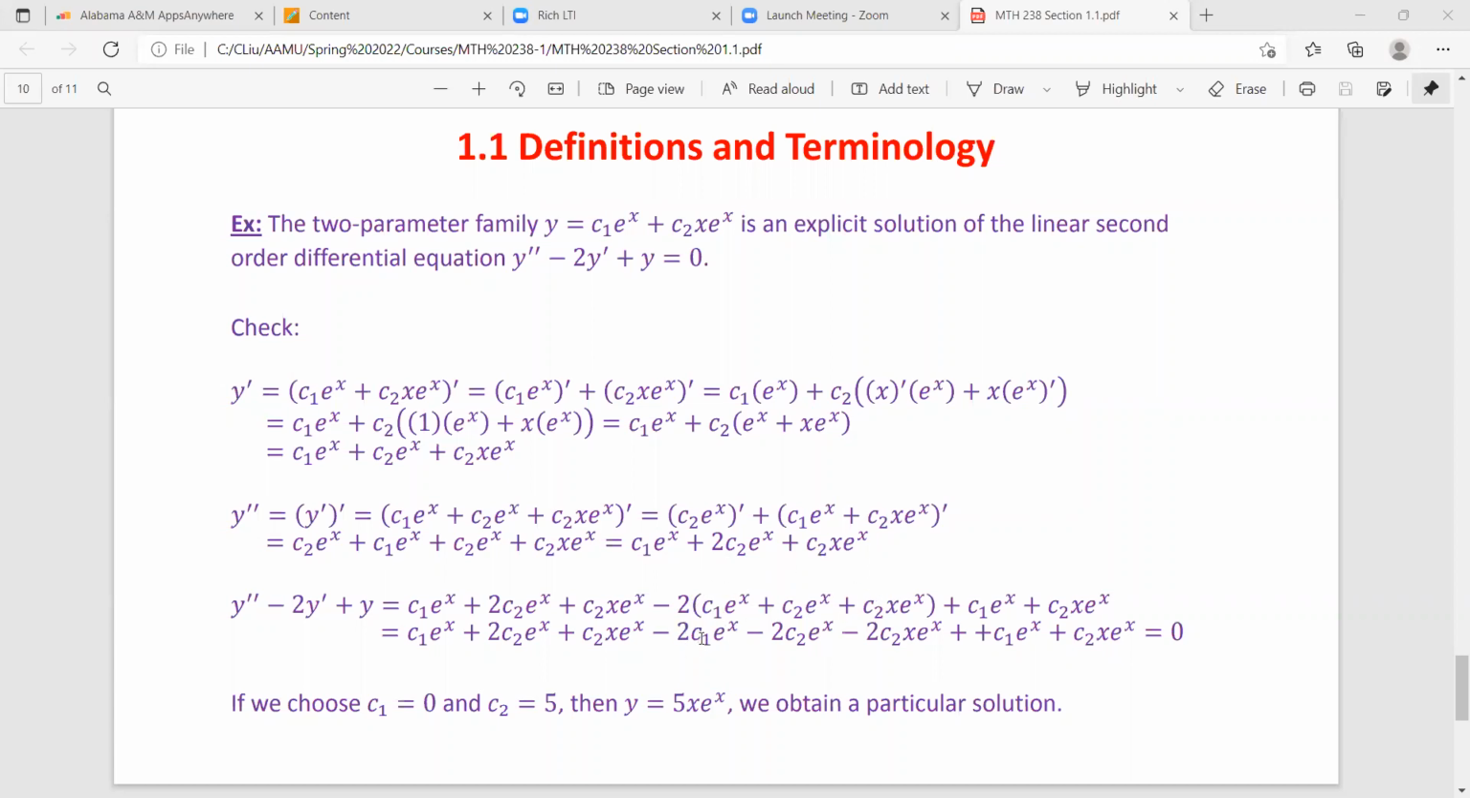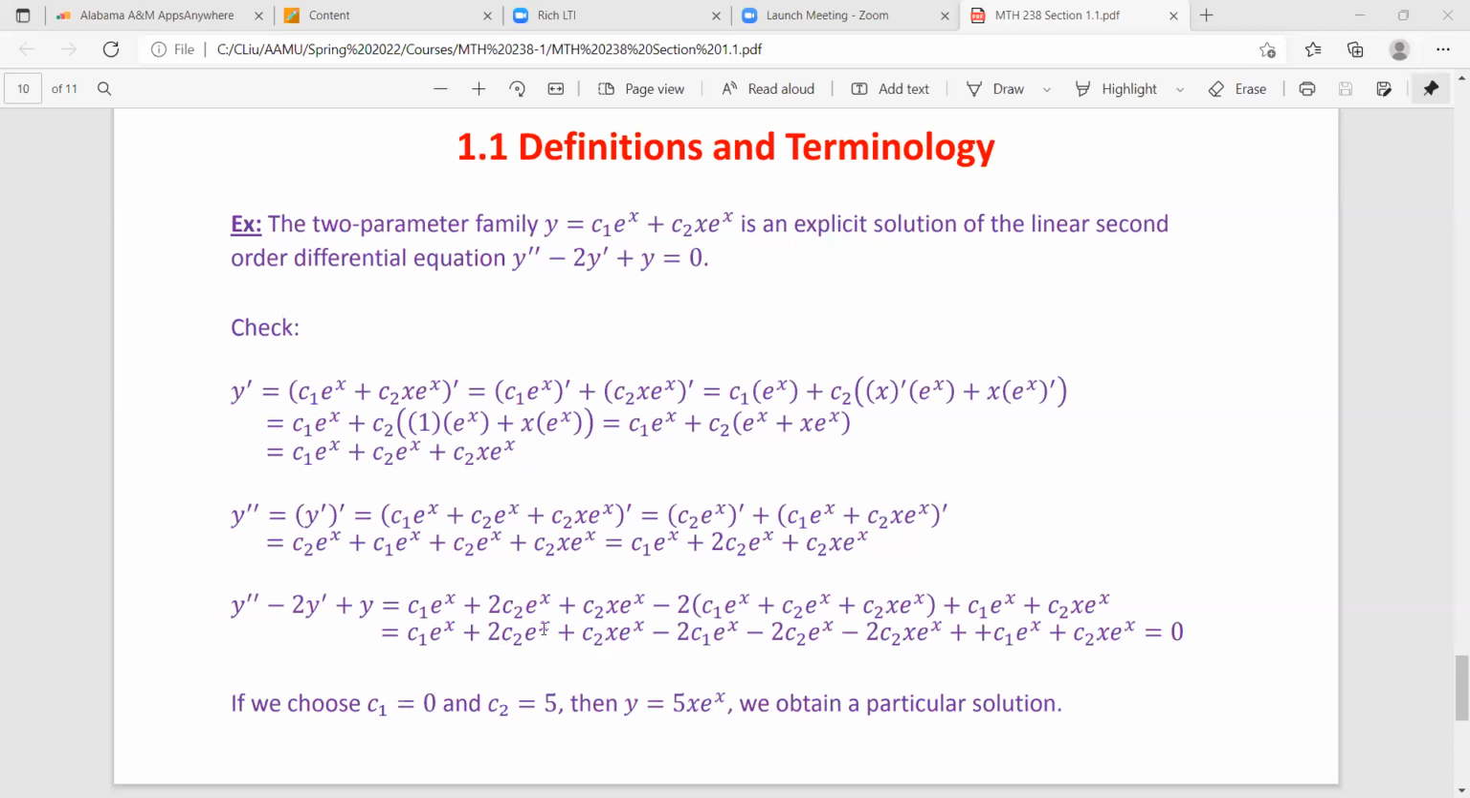So we got a 2c2 e to the x, 2c1 e to the x, and the 2c2x e to the x, but they're all negative. Okay, subtract. And then you can check each term and then combine those things. As you can see, we got a c1 e to the x, negative 2 c1 e to the x, and plus c1 e to the x. So they cancel completely.